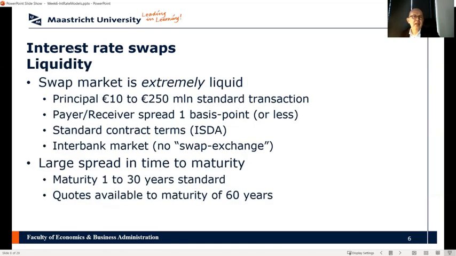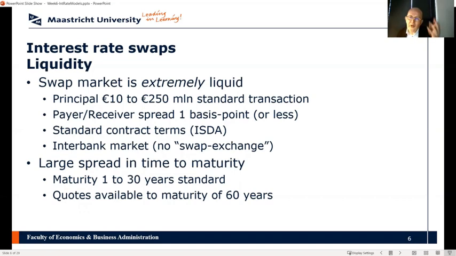So the swap market is extremely liquid. If you want to do a single trade, you can basically do an amount of between 10 million and 250 million euros. And the difference between the fixed interest rate that is quoted for a payer and a receiver swap is, for professional parties, 1 basis point. So that's 1/100th of a percentage point. And sometimes it's even half or 1/4 of a basis point.